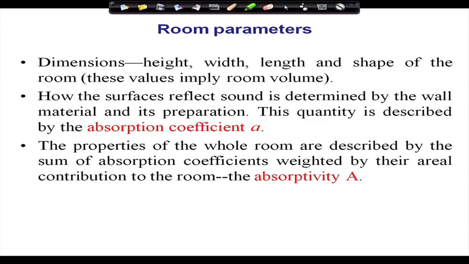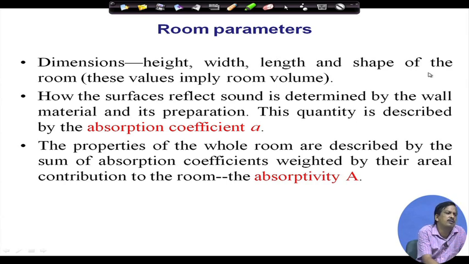So, room parameters. What are the basic parameters available for a room? Height, width, length and shape of the room. The shape may be circular, so there may be a radius, or it may be hexagonal, that kind of thing. So, height, length, width and shape are there. How the surface reflects the sound is determined by the wall material and its preparation. This quantity is described by the absorption coefficient.